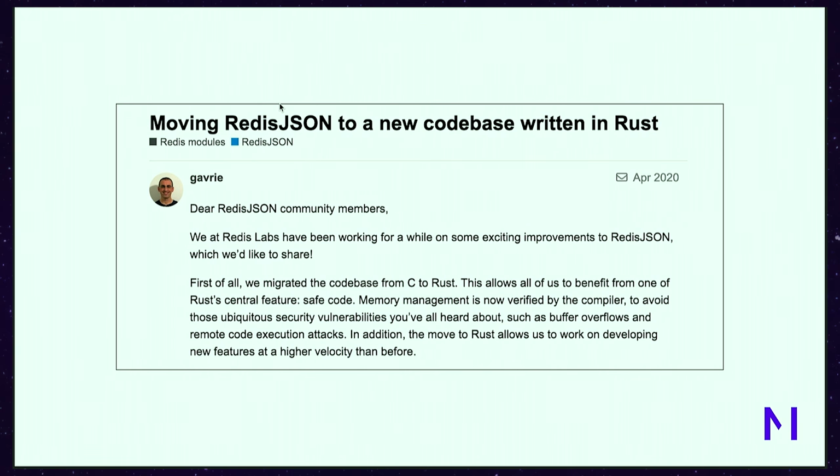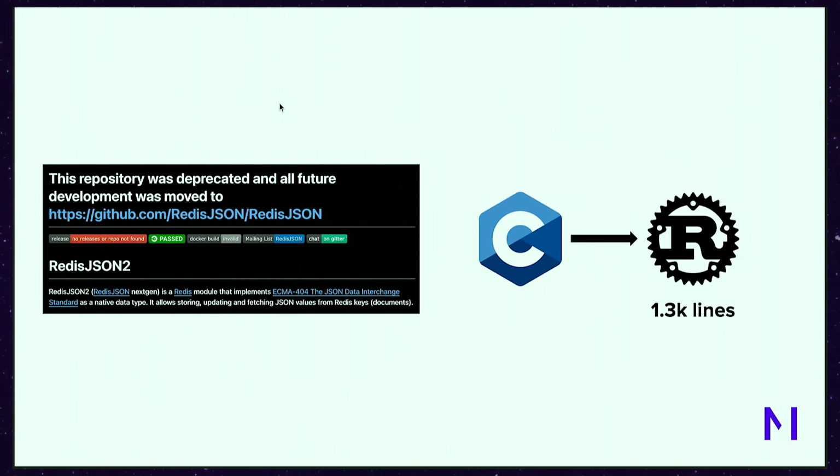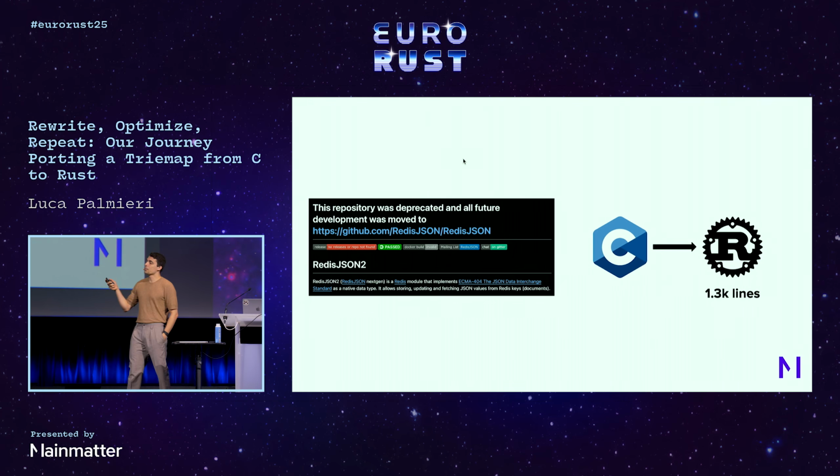Now, Redis is not new to these kinds of things. They've done it before. In 2020, they migrated another extension module named Redis JSON. Redis JSON adds support for JSON as a native data type to Redis, and it was written in C, just like Redis Query Engine. On that occasion, they decided to do a from-scratch rewrite. So they created a new repository on GitHub, aptly named Redis JSON 2, and rewrote from scratch the entire code base in Rust, up until the point they got feature parity with the existing C implementation.